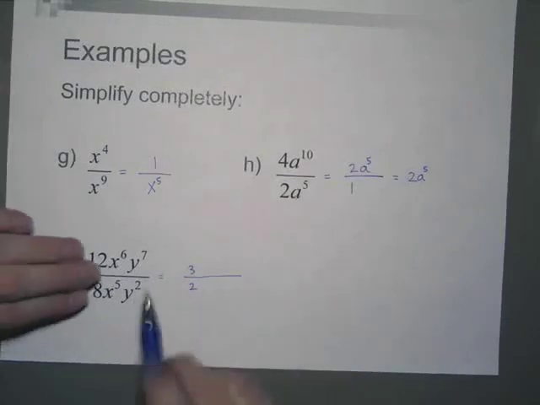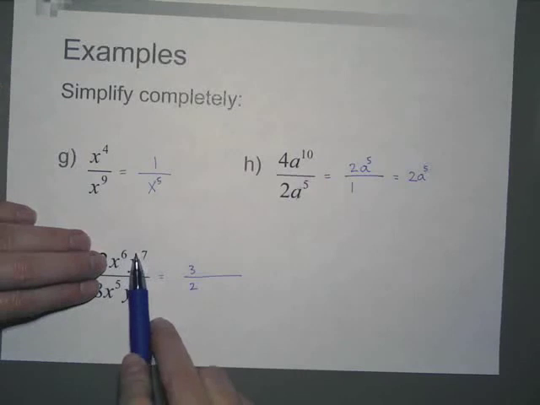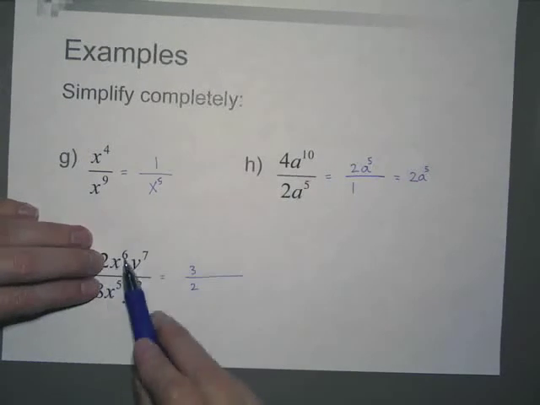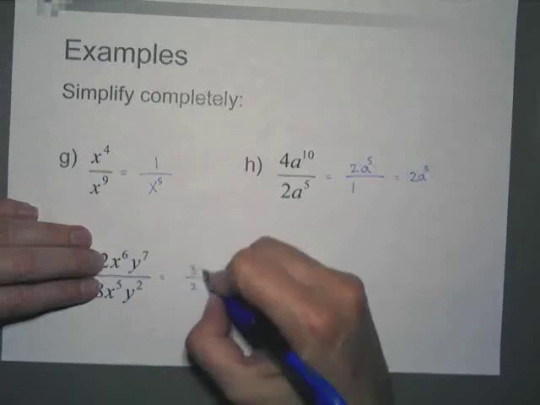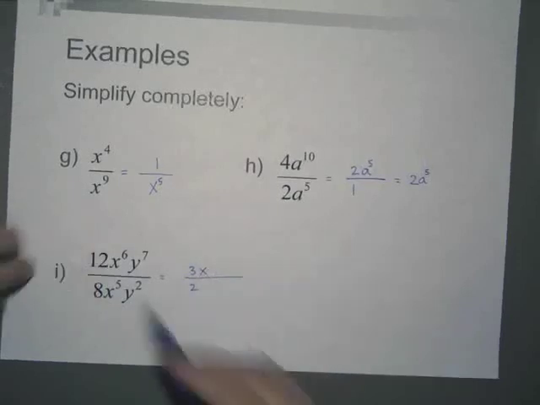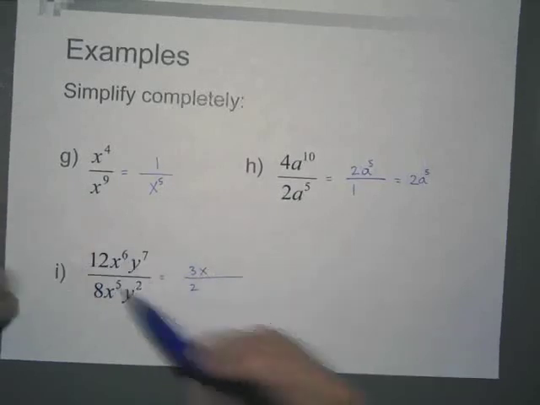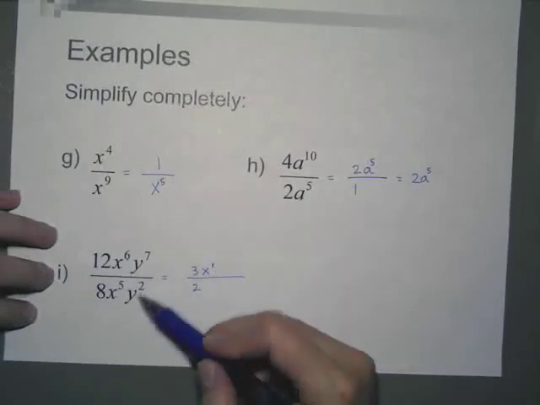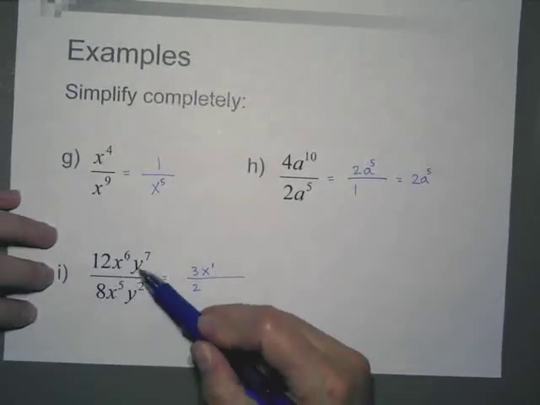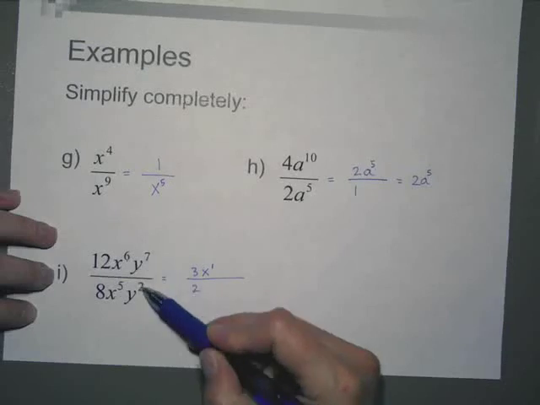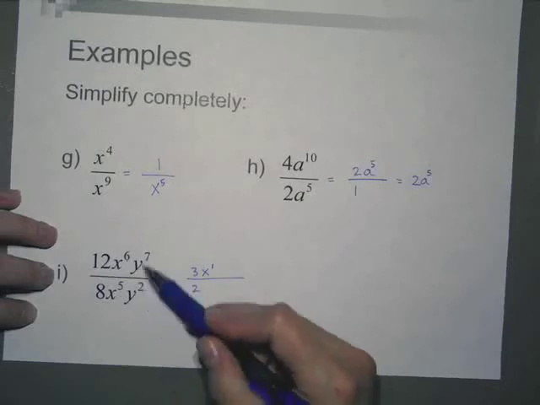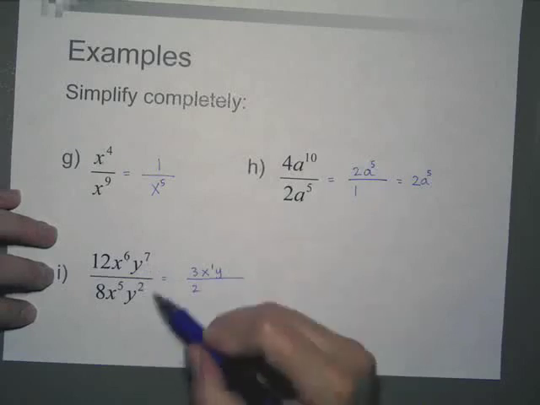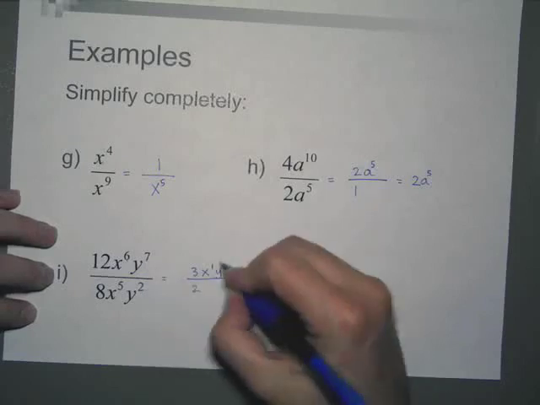Now I look at each variable individually to decide where it will end up and what the exponent will be. Here I have my x's, x to the 6th, x to the 5th. The x will end up on the top, and I subtract my exponents. 6 minus 5 is x to the 1 power. I look at my y's to determine where they will end up. I have y to the 7th on the top, y squared on the bottom. My y's will end up where the exponent is biggest, which is the top, and I subtract my exponents. 7 minus 2 is 5.